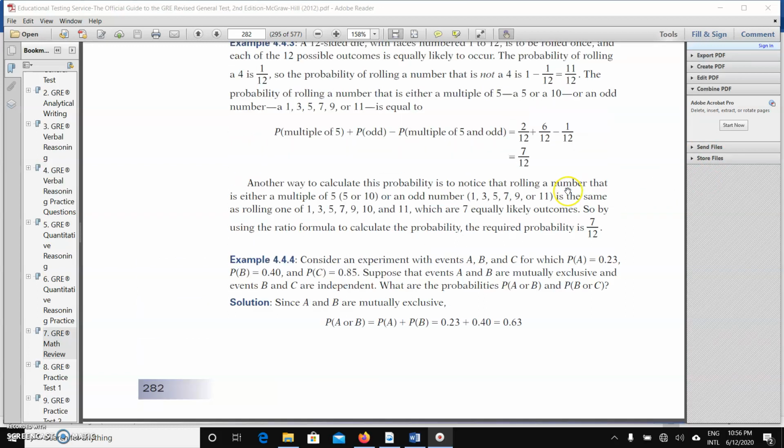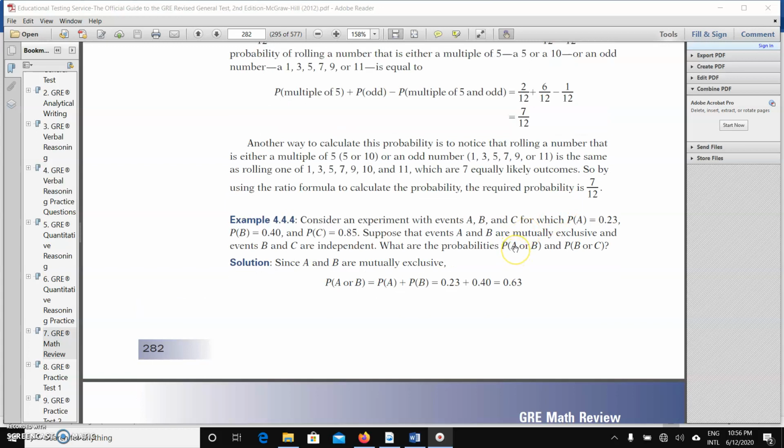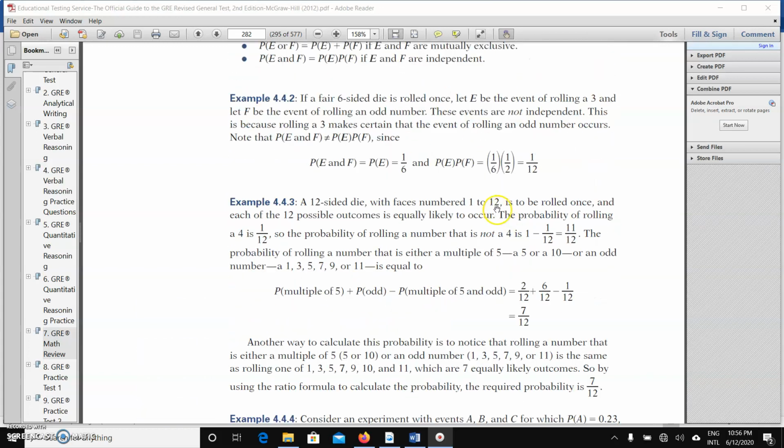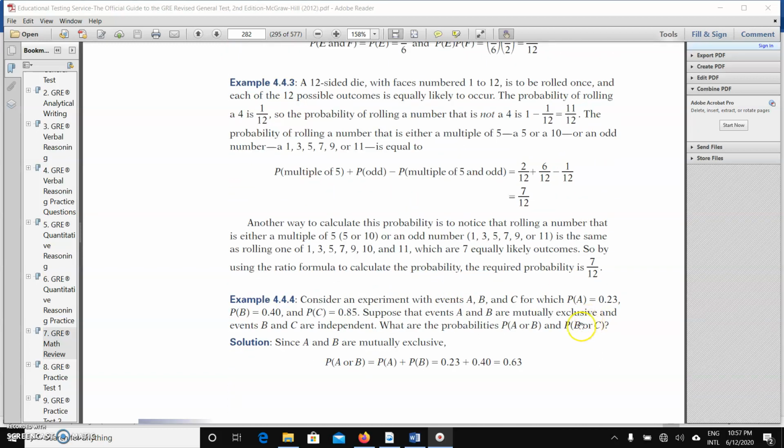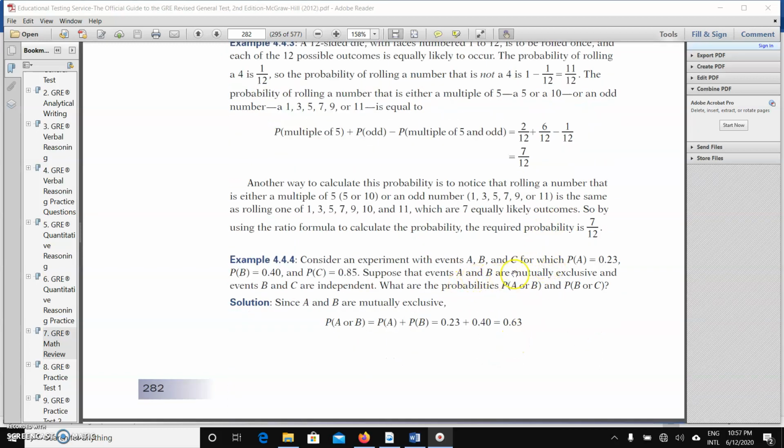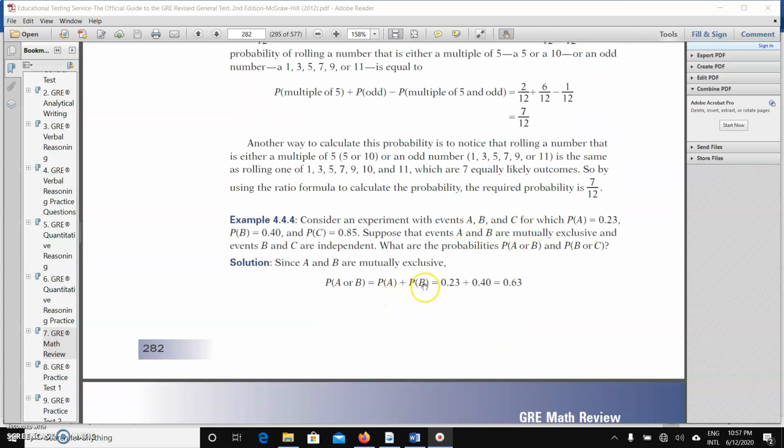It means that, when you have events, I told you to use this formula already. But because now it is mutually exclusive, we are going to pick this one instead, not the first one: P(E) plus P(F). So in this case, for A and B, since they said they are mutually exclusive, the probability of A or B will be probability of A plus probability of B, which equals 0.23 plus 0.40, and that's the answer.